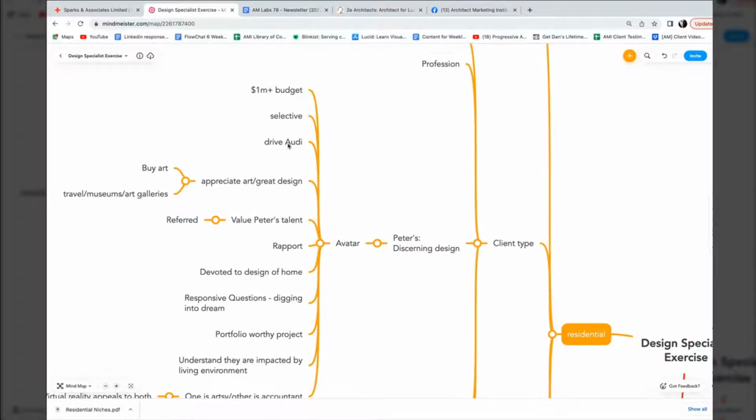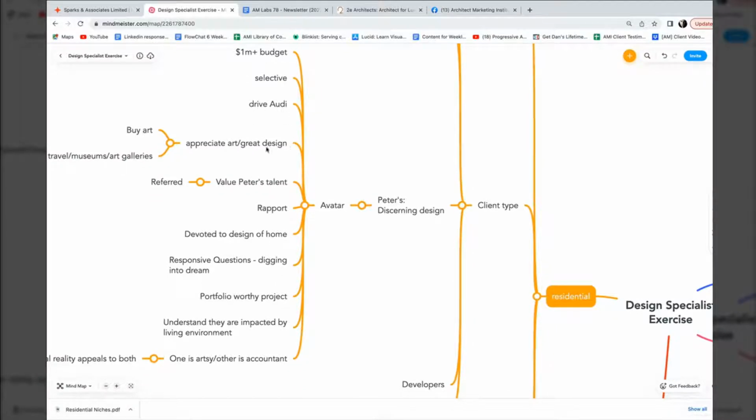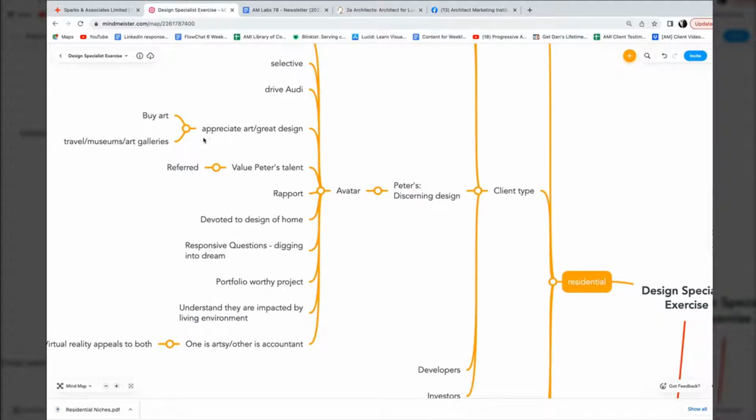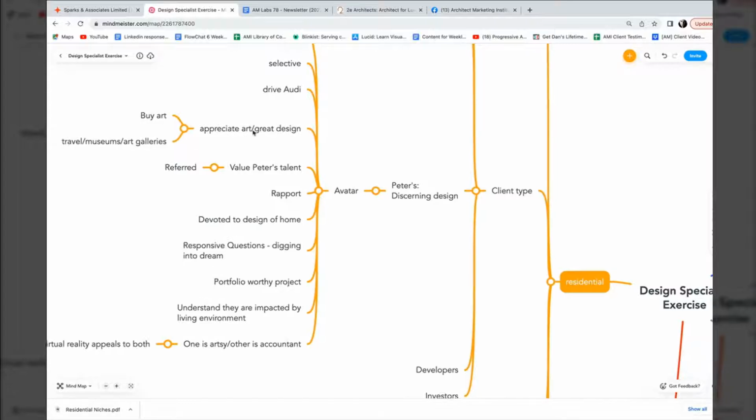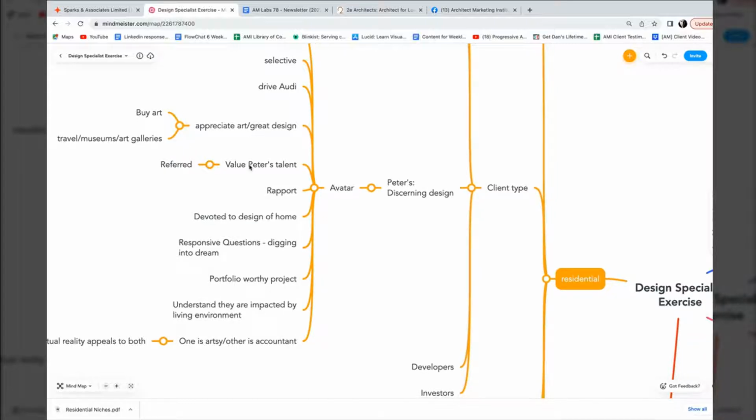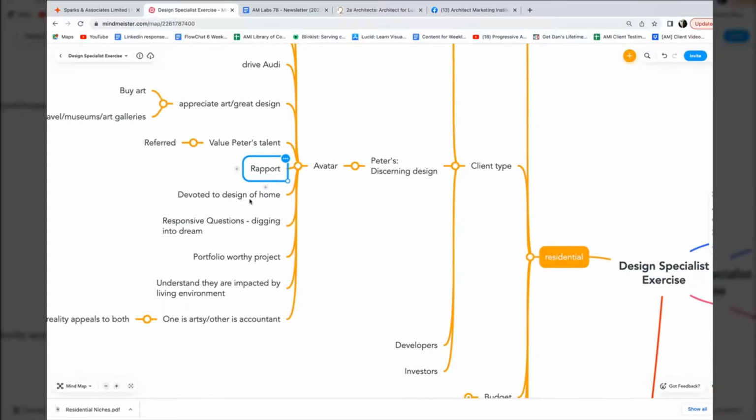They don't have to, but they drive European cars was his. This is Peter's real breakdown of the avatar of his client, the discerning design client. They really appreciate great art and great design. They buy art, they travel a lot, they go to museums and art galleries, right? They really value Peter's talent. So they have often been referred. They've heard about Peter. They have rapport with Peter when they meet him. They are devoted to the design of their home. They are responsive to questions when he has that initial meeting. They're really responsive to questions because they are devoted to the home.